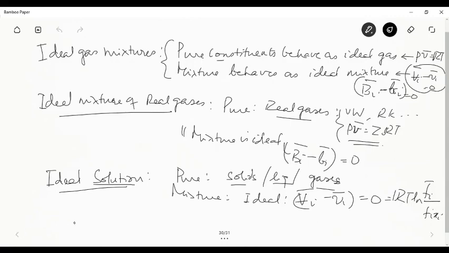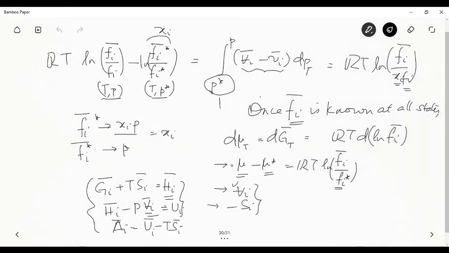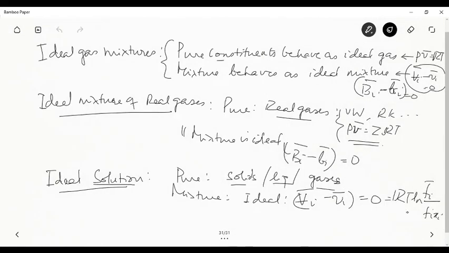We just derived that this Vi bar minus Vi star. Where did we do that? Right. So we did this. Vi bar minus Vi star is RT into the integral. So since Vi bar minus Vi star is 0, this integral is 0, which will be then RT log Fi bar by Xi Fi is equal to 0, which basically then makes that. Since this is 0, the RT is anyway non-zero, so this has to be 0. So Fi bar is equal to Xi Fi for ideal solutions.